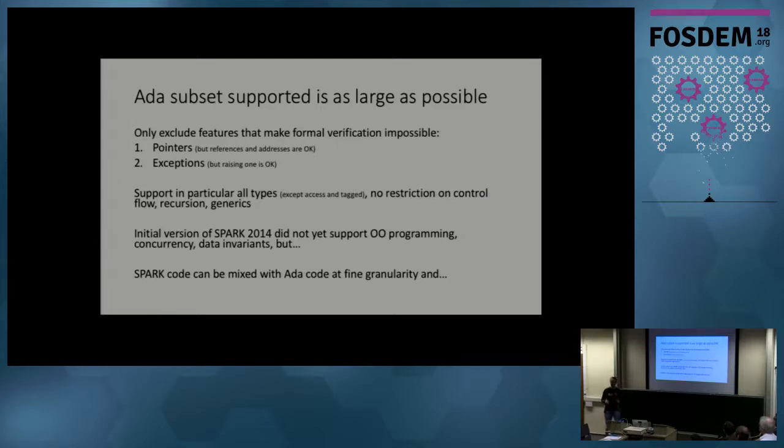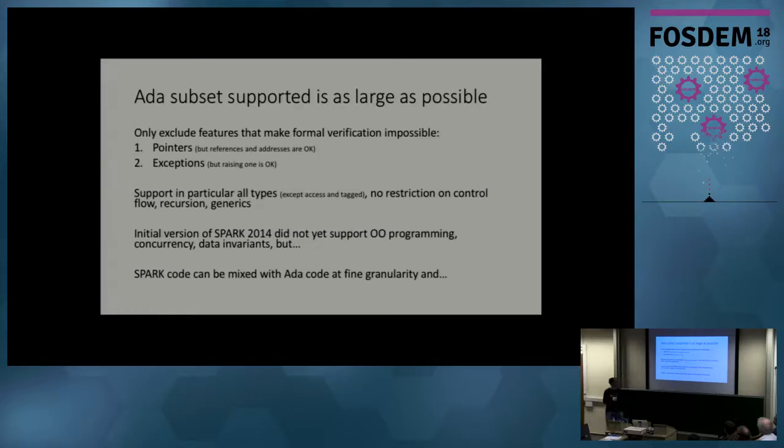So the sad thing as well is that while we were doing a big jump over this, we were going a bit backward on OO and concurrency, because the previous version of Spark was supporting slightly OO, so no dispatching calls, but types, so not really OO, but a bit of types. It was supporting some concurrency, the Ravenscar profile, with restrictions of a Ravenscar profile. But we opted for, let's get the tool set out and we'll have a roadmap to add these as time goes by.